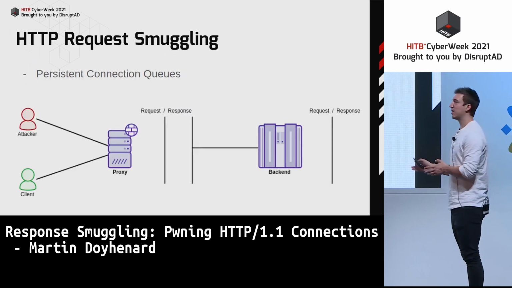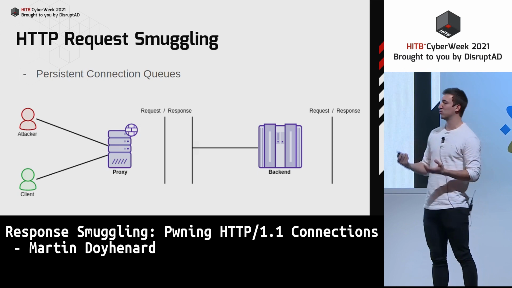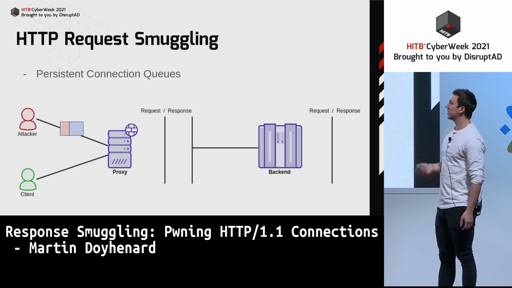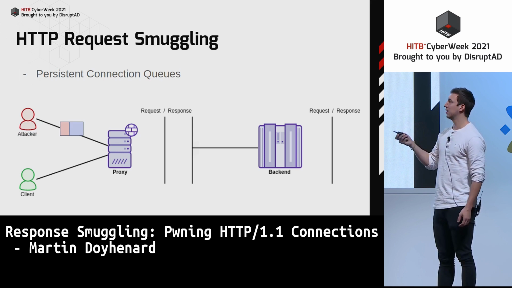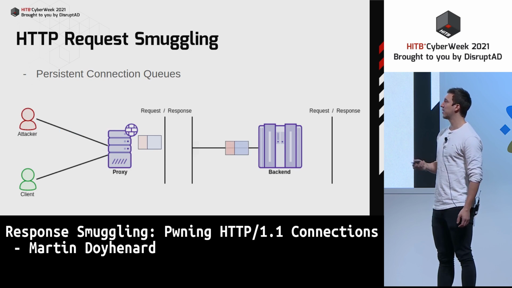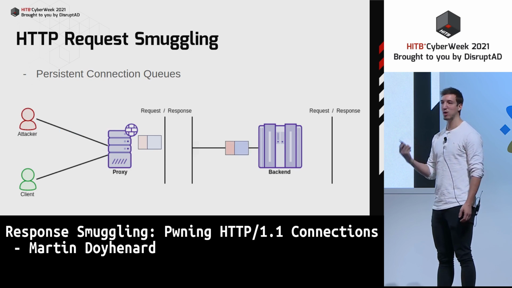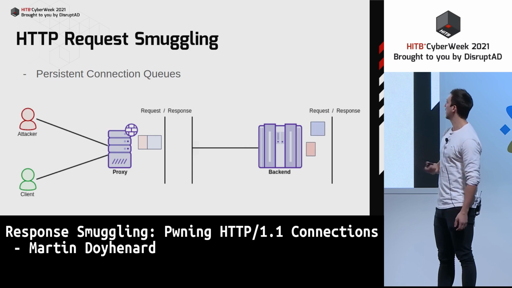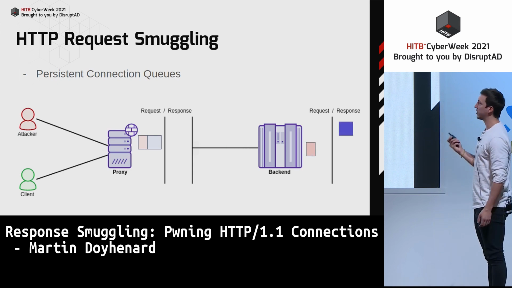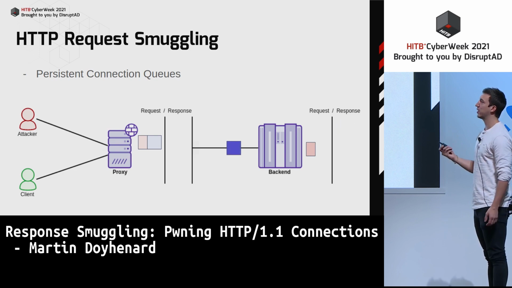So we will see many of these diagrams because it's easier to explain many concepts. And the idea again is the attacker will send a single request that will be forwarded entirely by the proxy. The proxy will think there's only one request. The backend then will be splitting this request in two. It will create a response for the first part, and it will be sent back to the attacker.